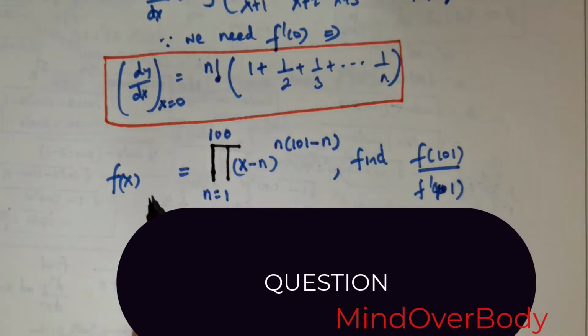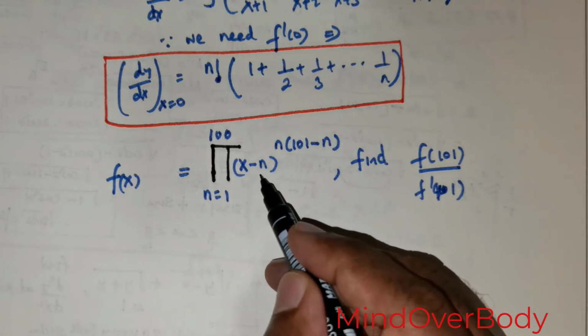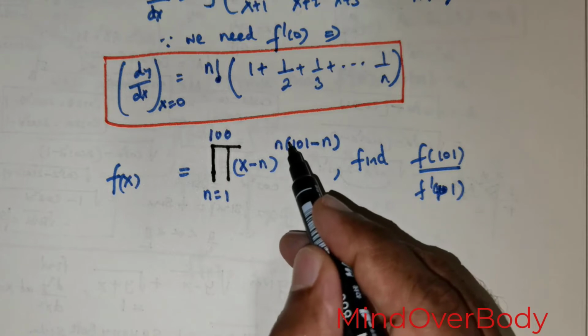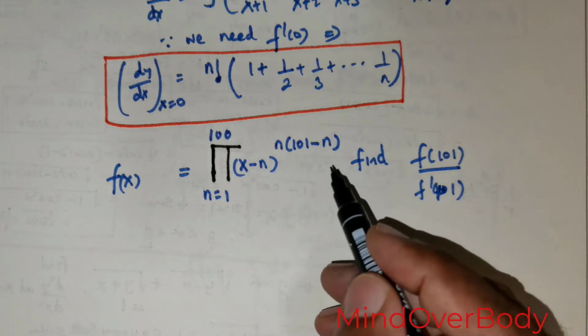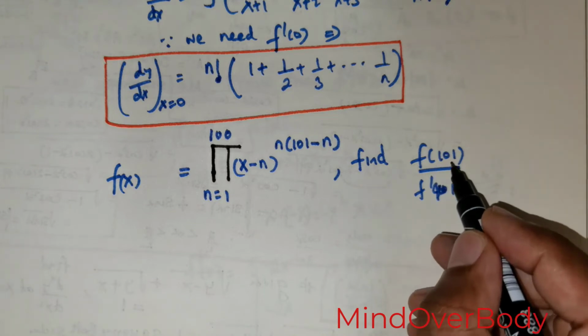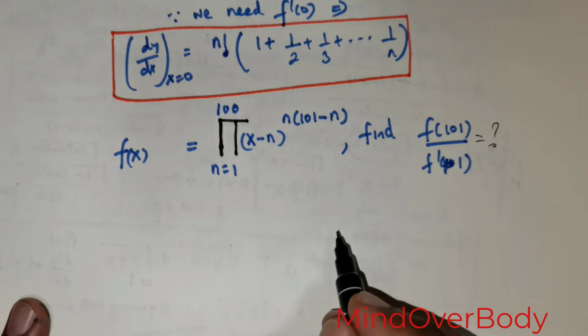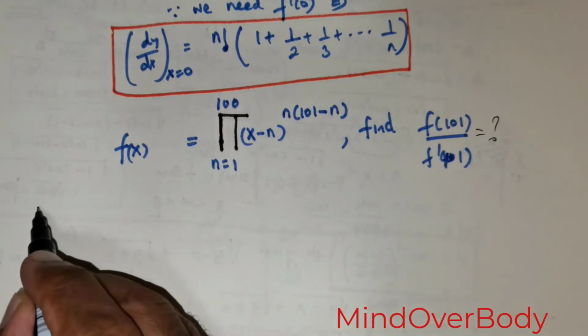Students, we are given this question, f of x is equal to, this is called the product function. We are given a product function, (x minus n) raised to the power of n times (101 minus n), and we are expected to find f of 101 over f dash of 101. So this is required. Foremost, let me write the product function in detail.